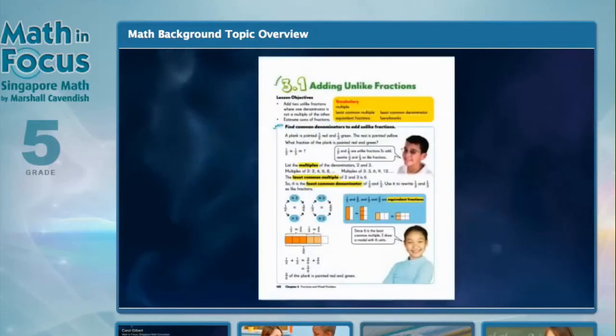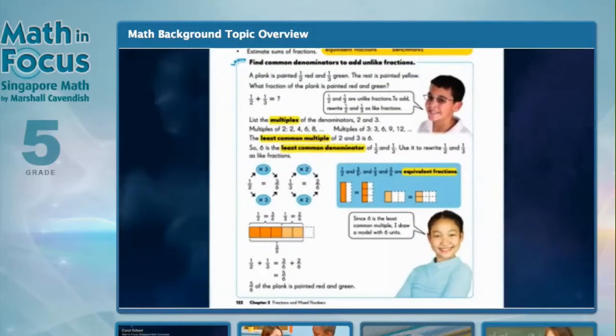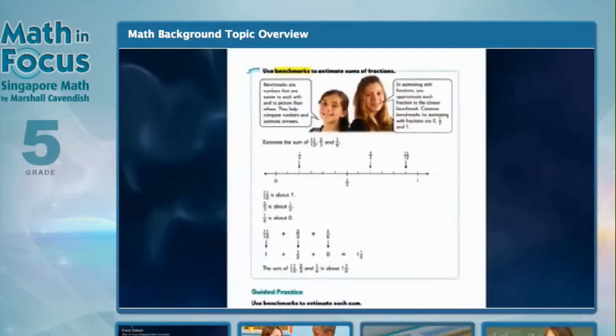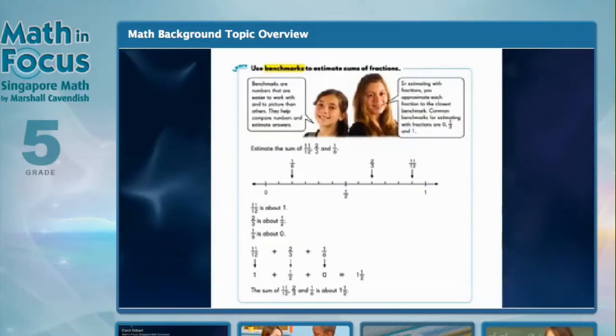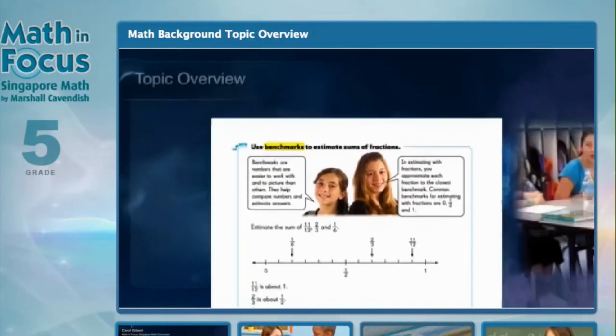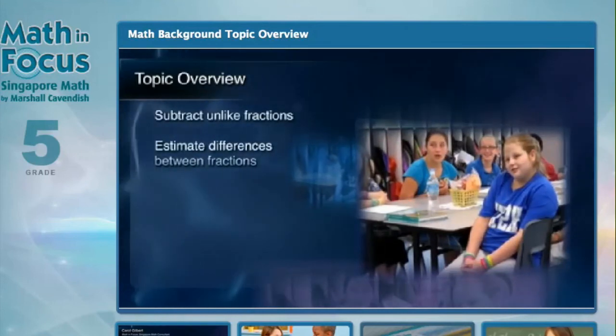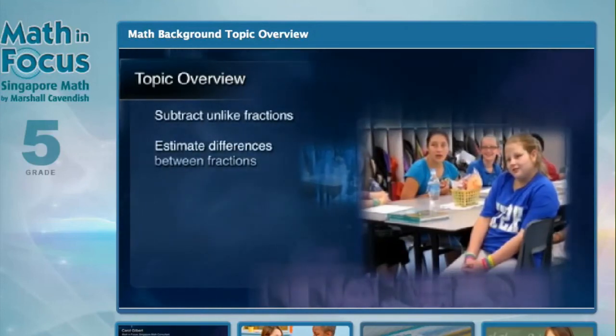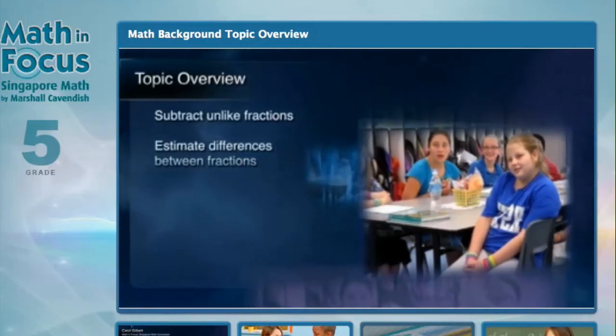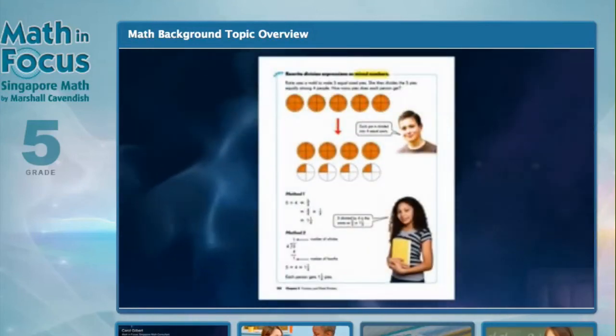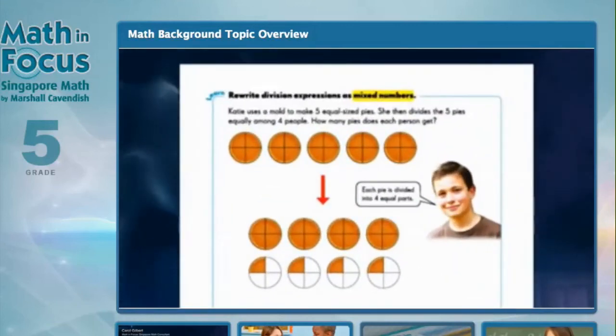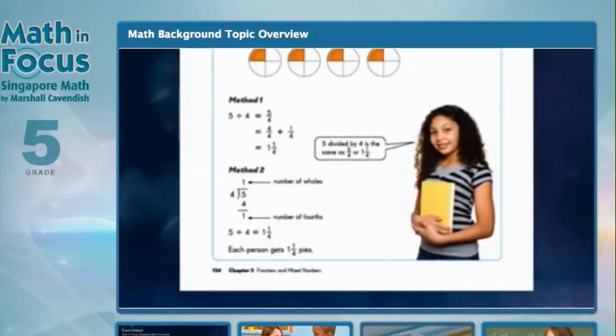Use the common denominator and equivalent fractions to add unlike fractions. They use a number line to estimate the sum by approximating each fraction to the closest benchmarks. They can use the same approach for subtracting unlike fractions. Benchmarks help to illustrate the difference between fractions. Students use concrete and pictorial approaches to rewrite division expressions as fractions and mixed numbers. And they use the partition of the long division method to write the expressions as mixed numbers.